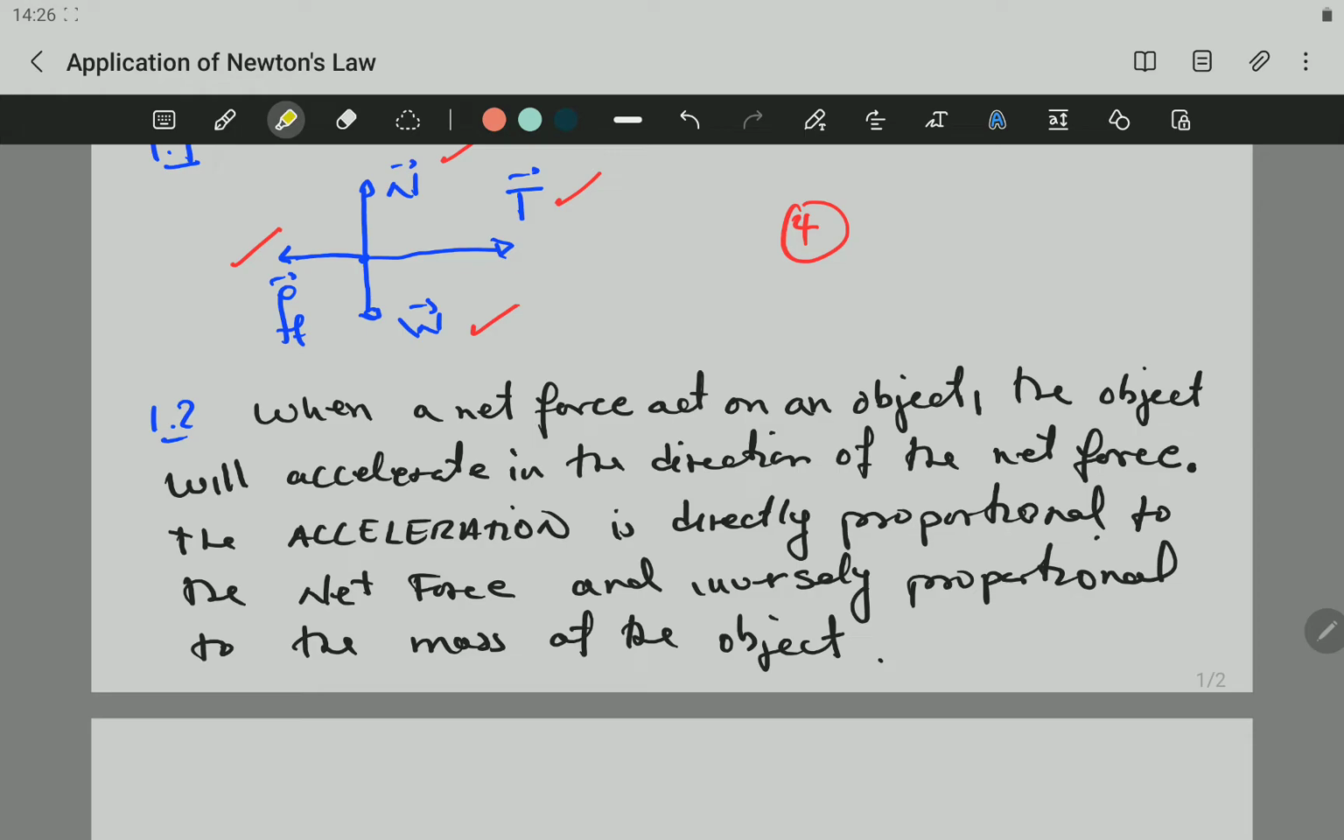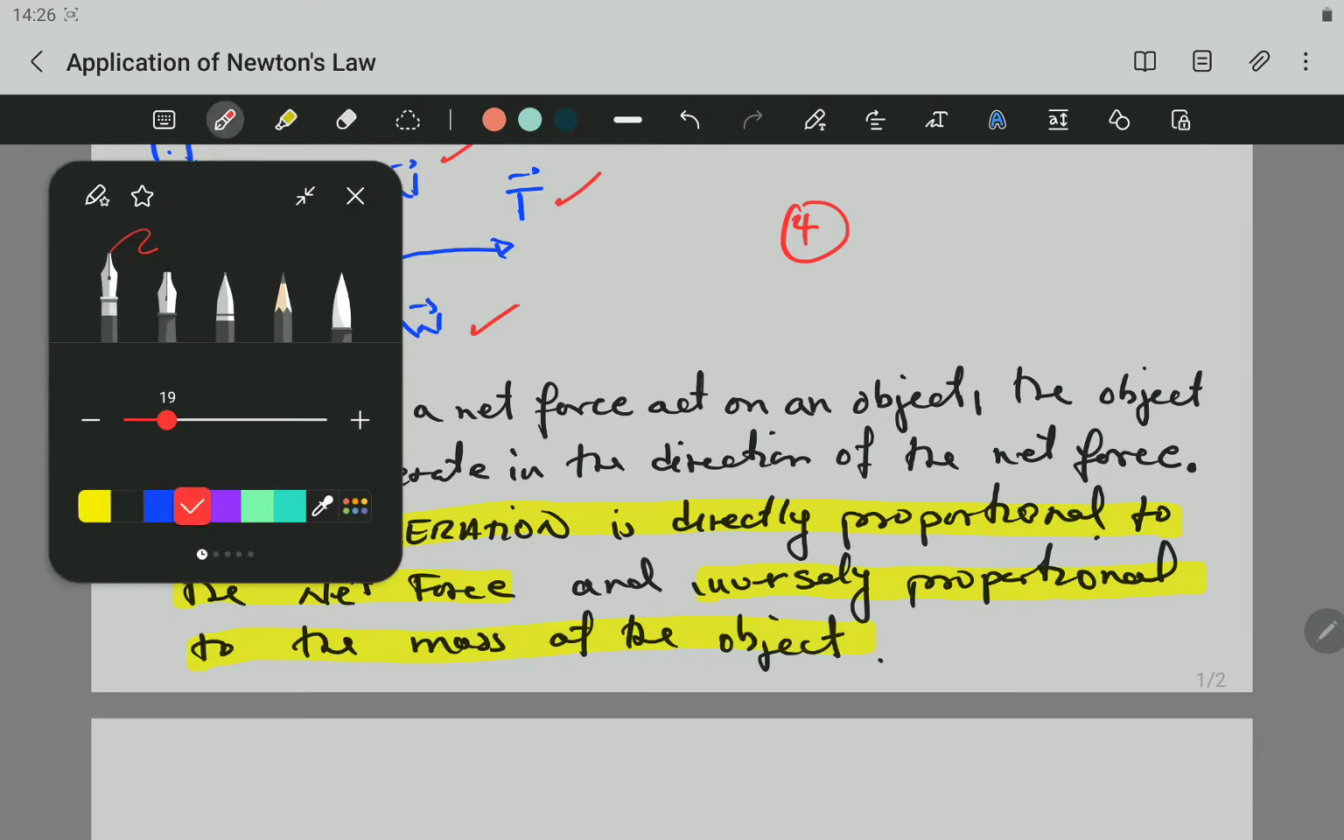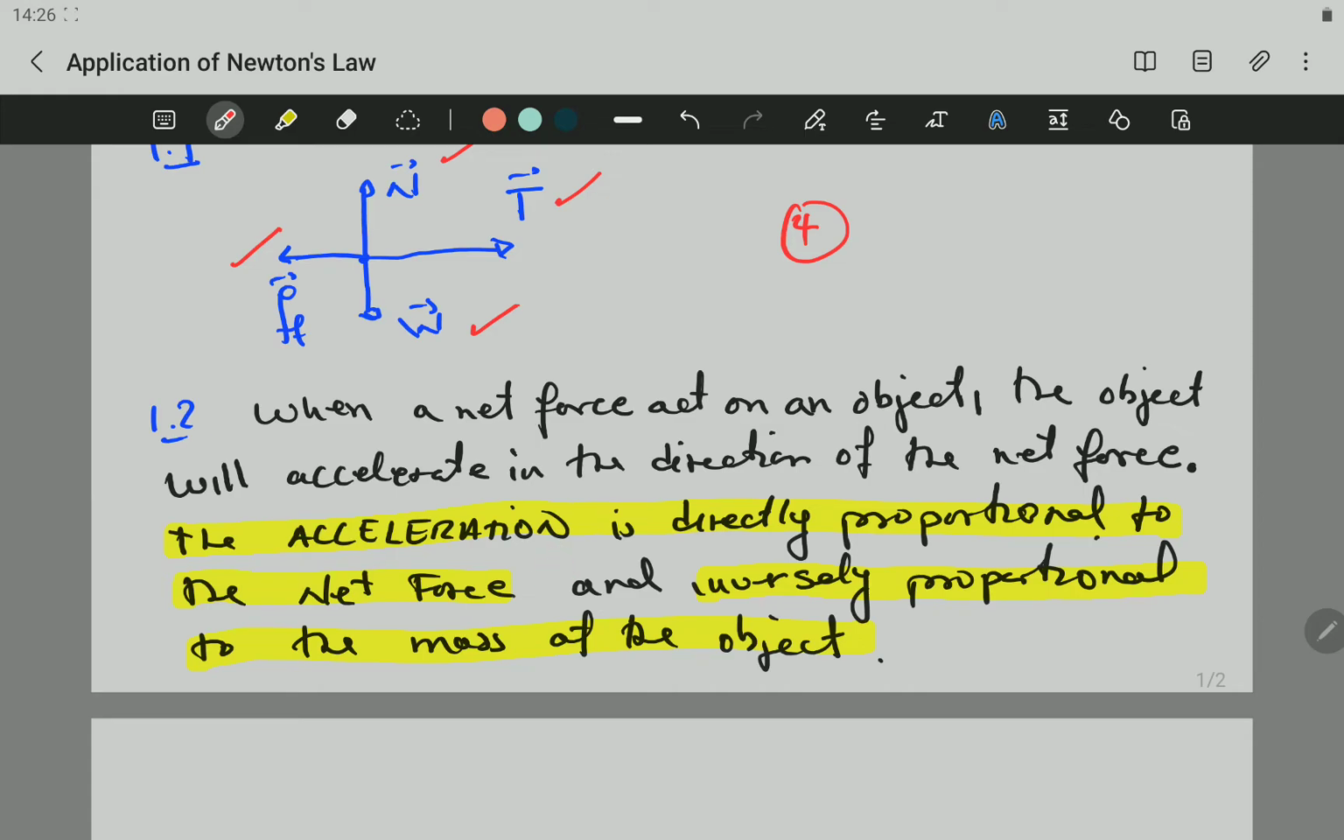All right, so here we are with the law. The law says when a net force acts on an object, the object will accelerate in the direction of the net force. The acceleration is directly proportional to the net force and inversely proportional to the mass of the object. This question will count 2 marks: 1 mark for saying the acceleration is directly proportional to the net force and 1 mark for saying acceleration is inversely proportional to the mass of the object.